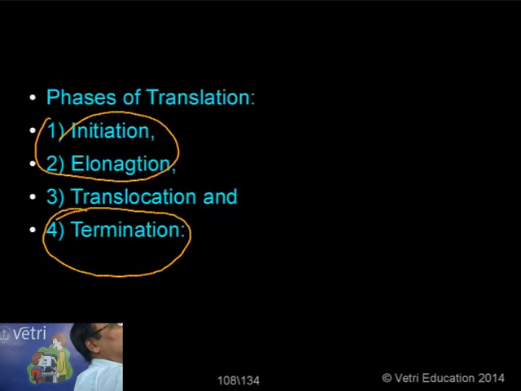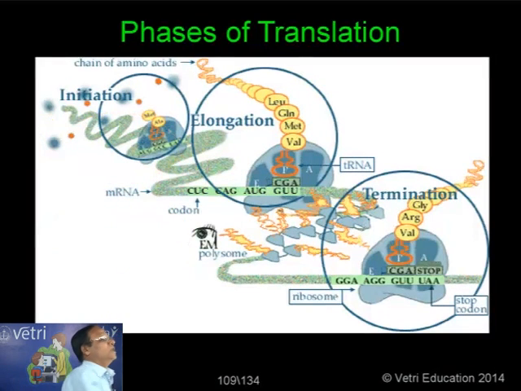Now we'll start with the process of initiation. Here is a picture showing the three different events of the translation process. The first phase of translation, initiation, is the formation of an initiation complex on the mRNA with the help of initiation factors like IF1, IF2, IF3. Then elongation, the addition of amino acids one by one to the growing polypeptide chain, which results in the formation of a long chain of polypeptide.